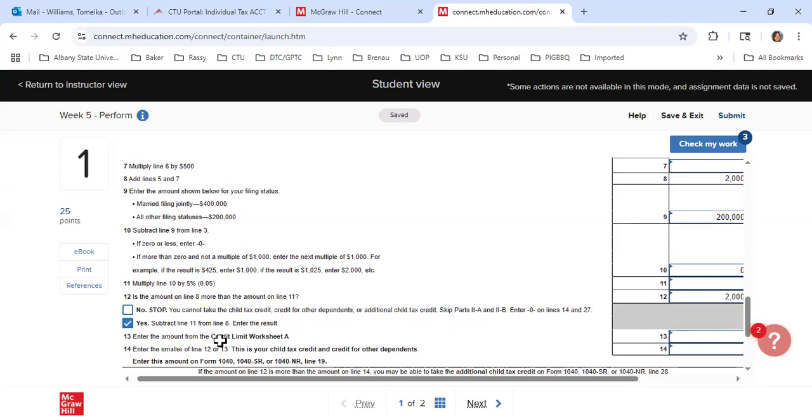Line 13 says enter the amount from credit limit worksheet A, which we have not done. So let me know once you get here, and then we're going to go over to worksheet A and finish that out. We are on Schedule 8812, page 1.